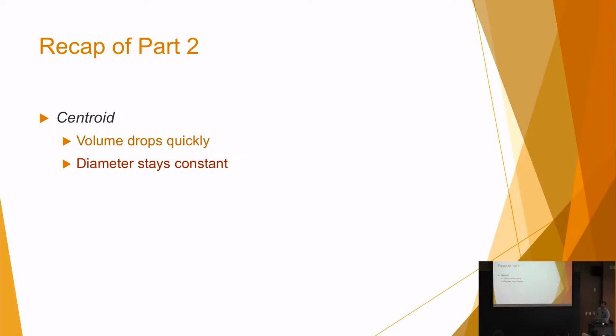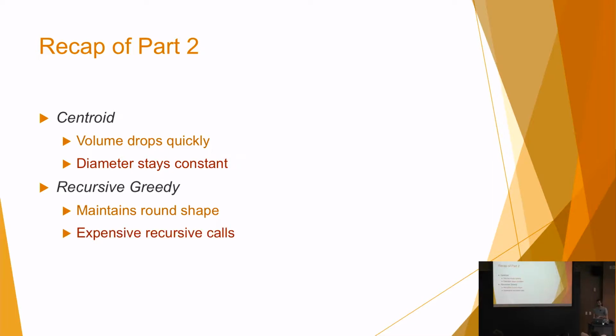So Centroid had this nice property of volume dropping quickly, but it didn't do much for the diameter. Recursive Greedy allowed us to keep this shape balanced, shrinking in all directions, but every time we recursed it cost a lot, and the diameter was shrinking too slowly to really make progress in a meaningful way.